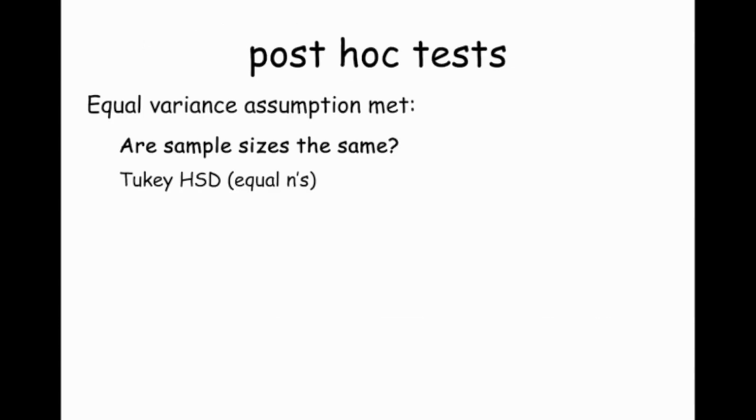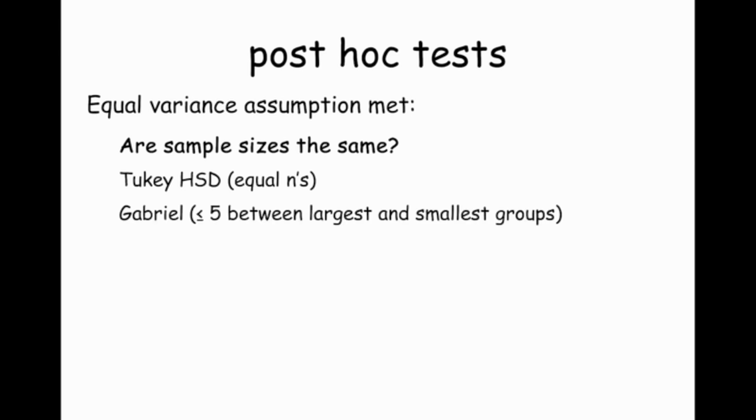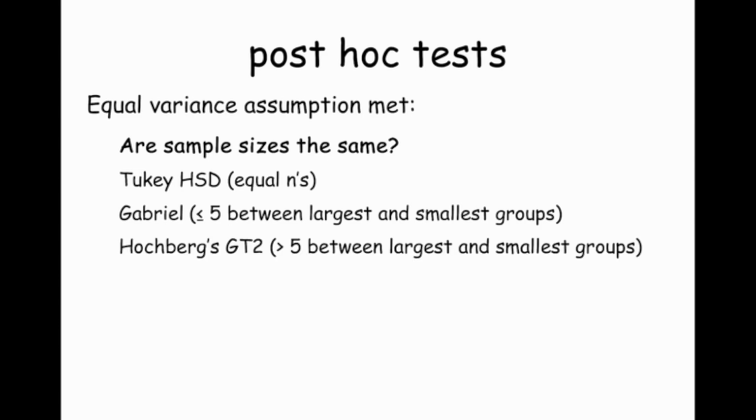To summarize, the particular ANOVA post-hoc test depends on whether the assumptions have been met and whether the sample sizes are the same. If all the assumptions for the analysis of variance are met and the sample sizes are equal, use the Tukey HSD procedure. If the assumptions are met and the sample sizes are just a little different, use Gabriel. And if they are very different, use Hochberg.